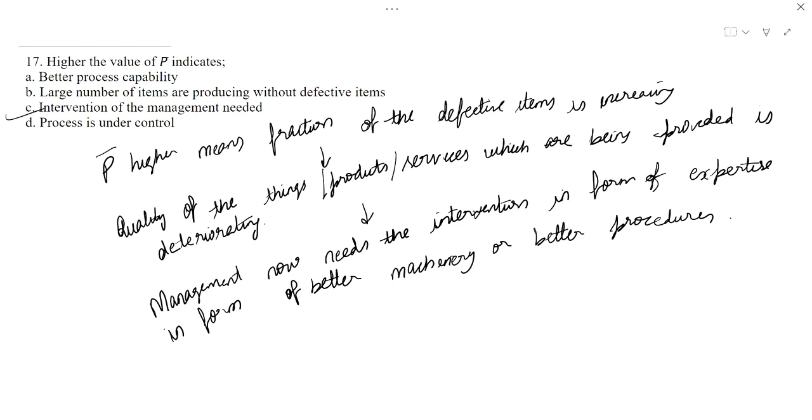So that is one inference, and it indicates the process capability. The central line value, that is the P bar value, indicates how capable the process is. When there is a lower value of P bar, it indicates better capability of the process, showing a lesser fraction of non-conforming items, so the process can be used to produce a large number of goods without producing many non-conforming items. If the P bar value is high, then it needs the intervention of management.